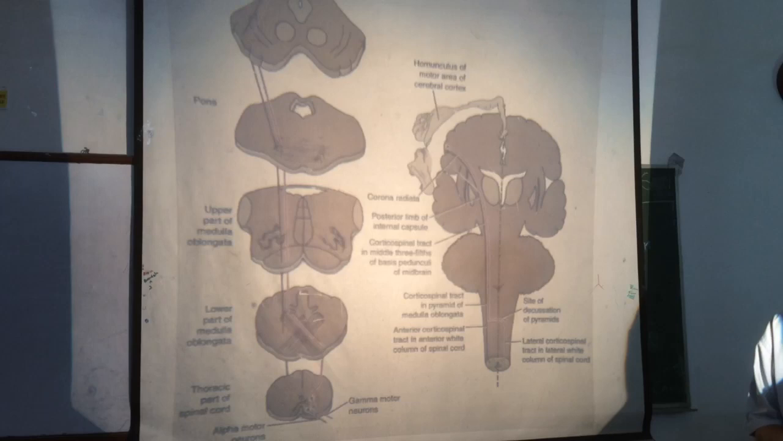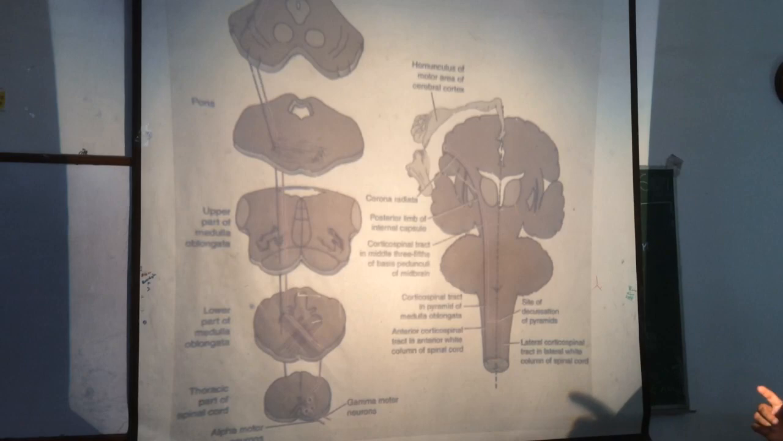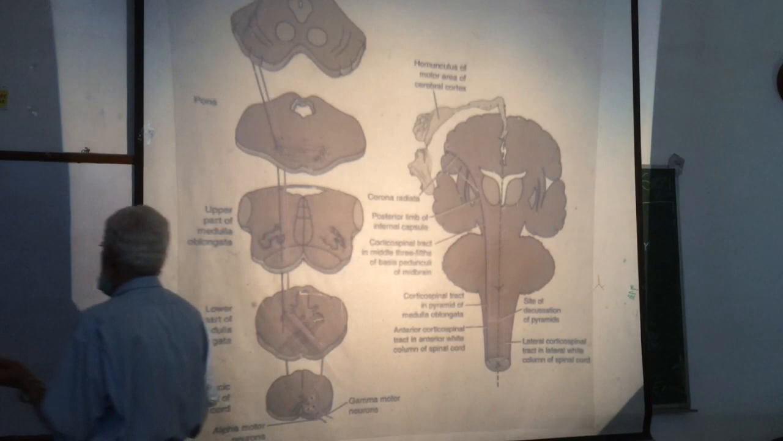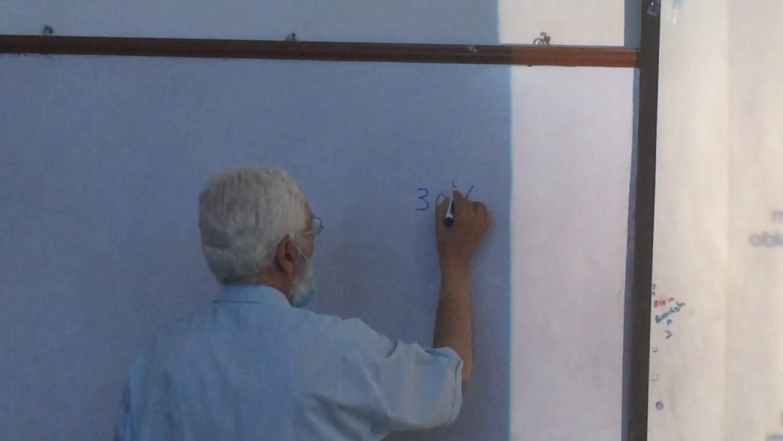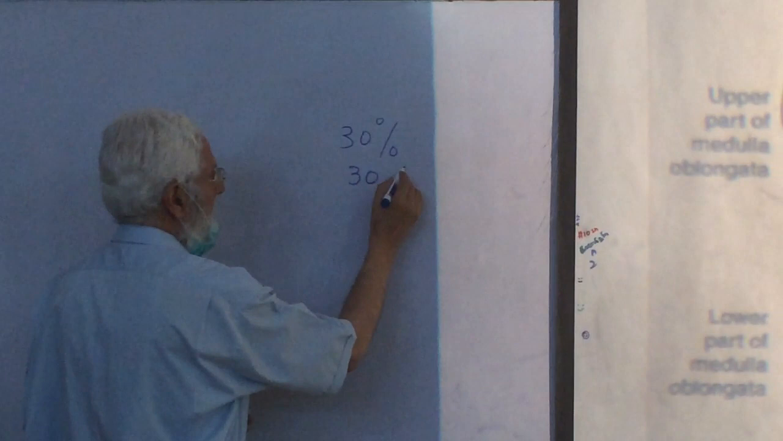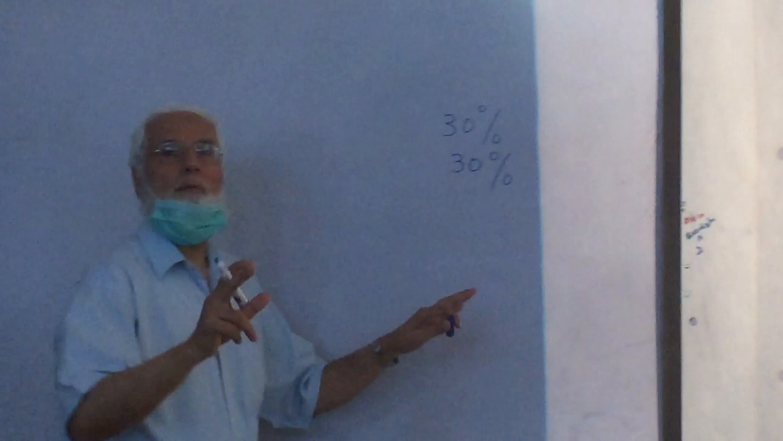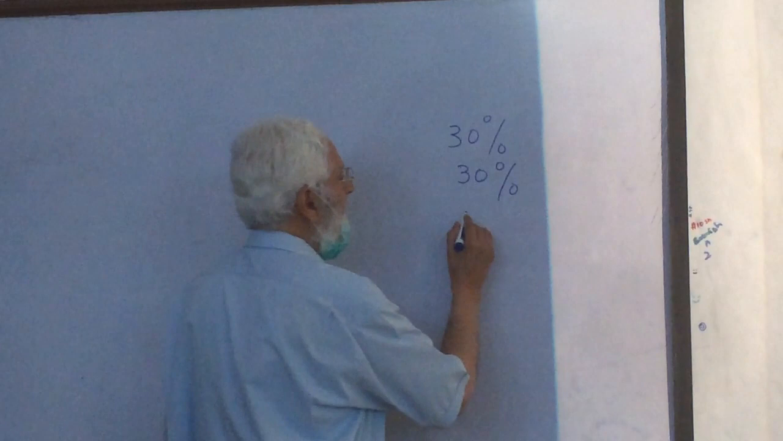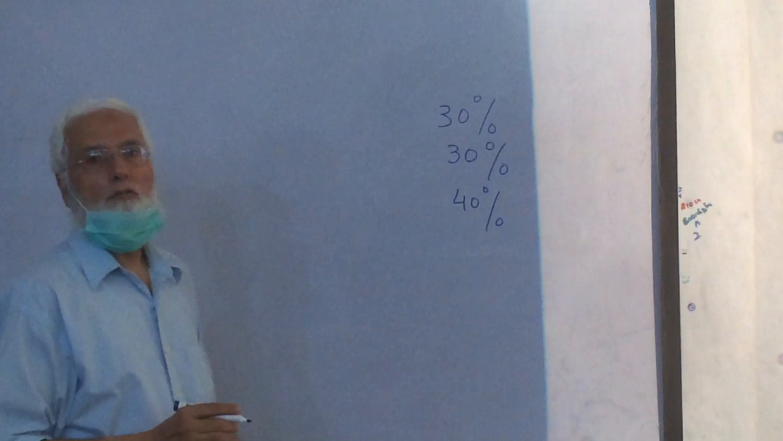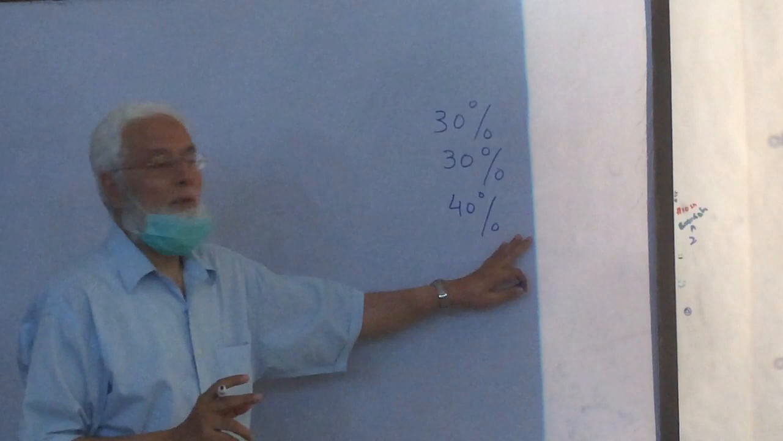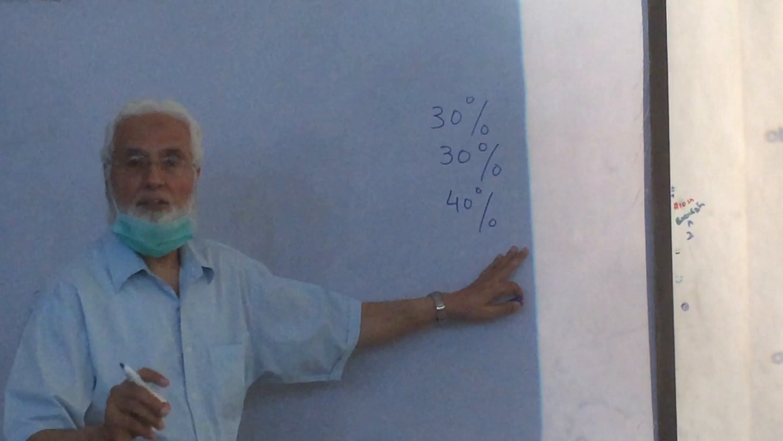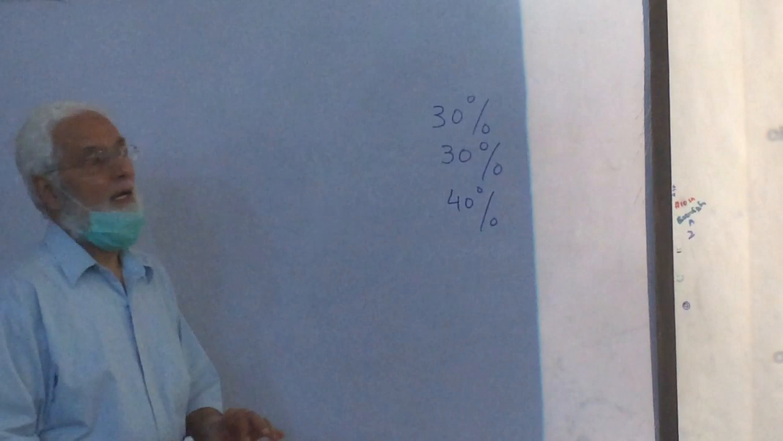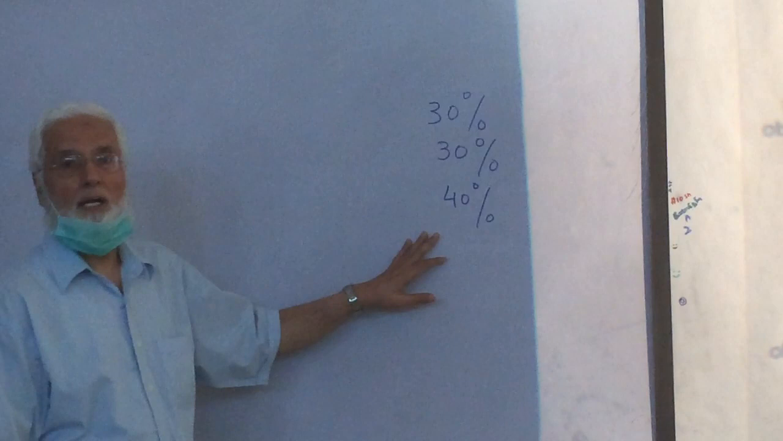It originates from the cerebral cortex. 30% of fibers originate from the primary motor area, another 30% from the premotor and supplementary motor area, and the remaining 40% are from the somatic sensory area. So keep in mind that 40% of the fibers in this tract are from the somatic sensory area.